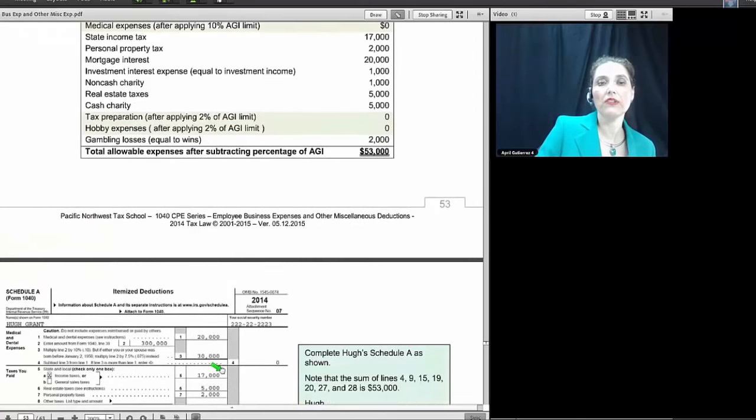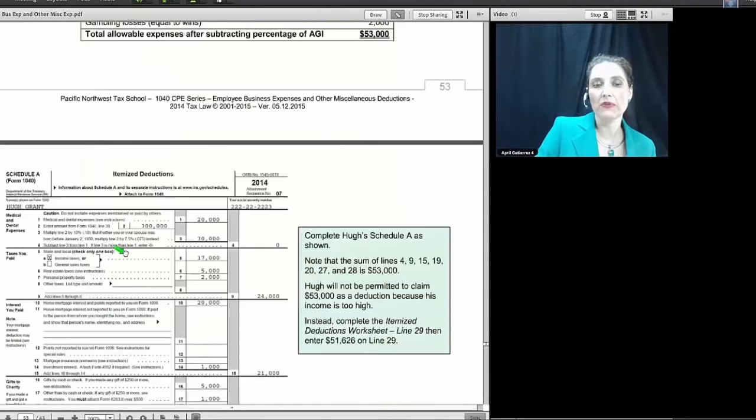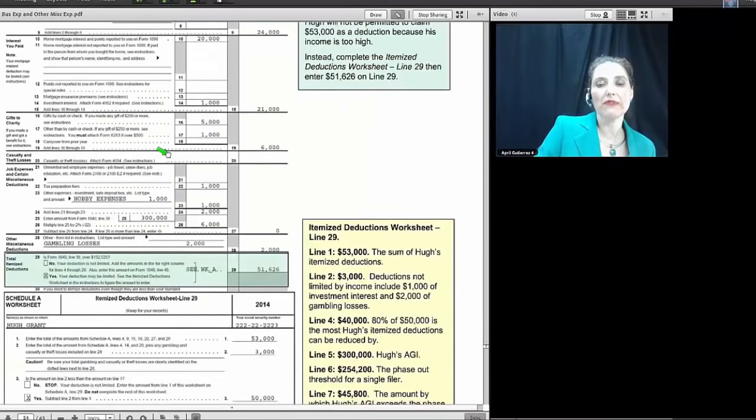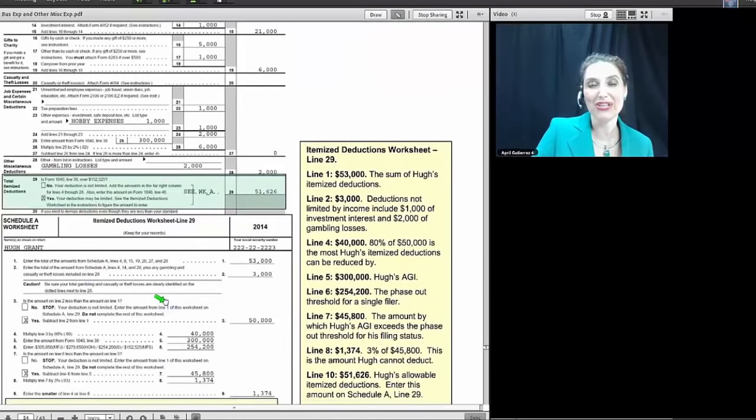Now, when we looked up here at this table showing what we think his deduction should be, we get $53,000. But when we go down to the bottom of the table, we say, oh, that's only $51,626. Why did my software take away numbers? You probably haven't noticed if it did, but it did, and here's why.